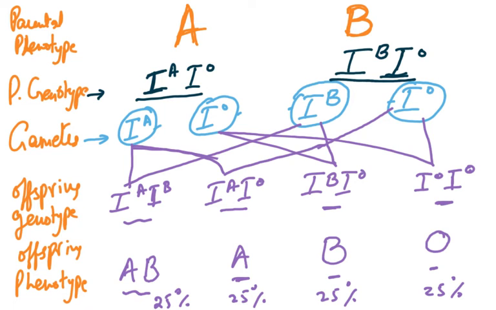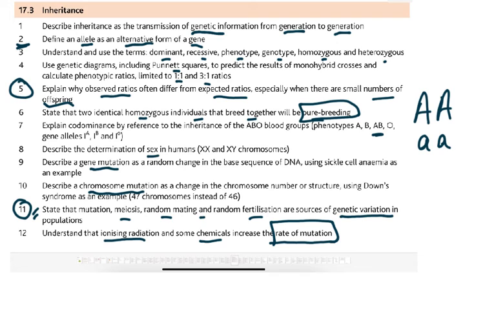Now, how do you answer this question? The answer to this question is that there is a syllabus point which you need to understand. The syllabus point is syllabus point 5: explain why observed ratios differ from expected ratios, especially when there are small numbers of offspring.